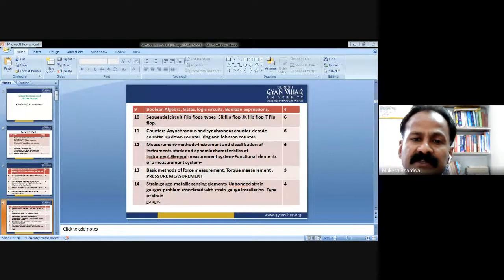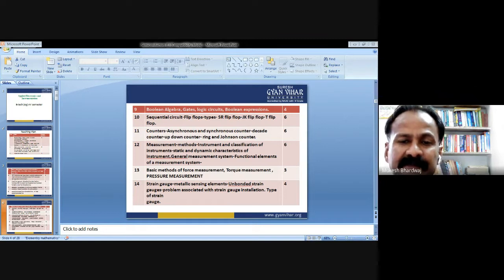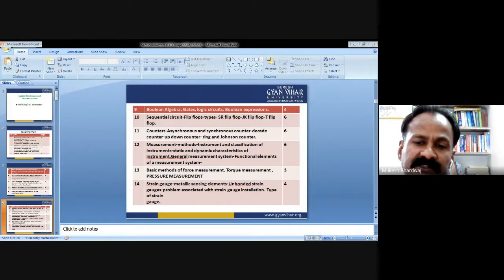Instrument and classification of instruments, static and dynamic characteristics of the instrument, general measurements to the instrument, functional elements of measurement instruments, basic methods of force measurement, torque measurement, pressure measurement. The 14th is the strain gauge: metallic sensing elements, unbonded strain gauges, problems associated with strain gauge installation, types of strain gauge.